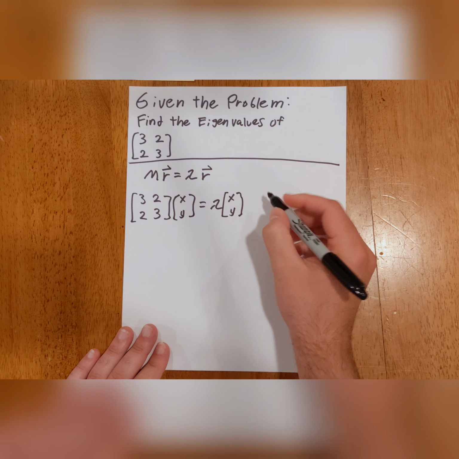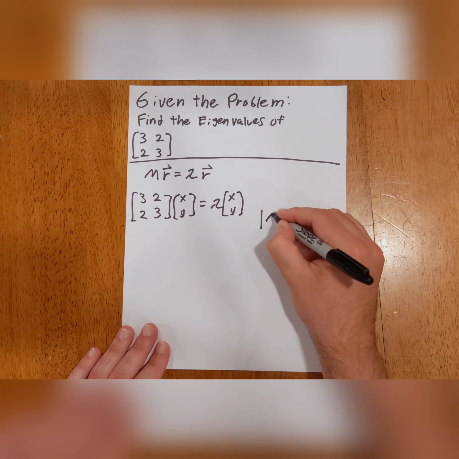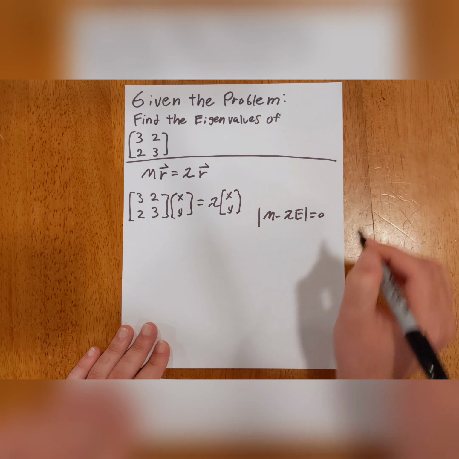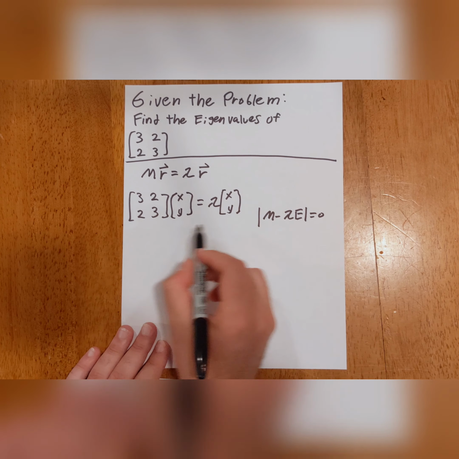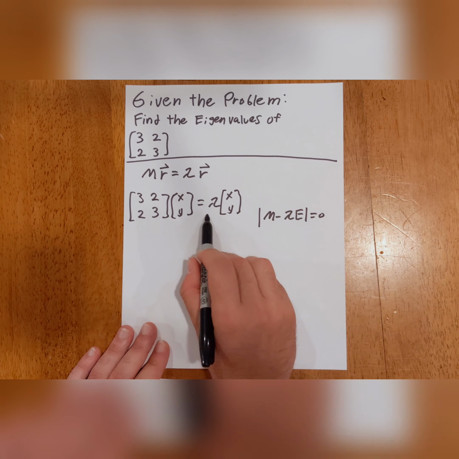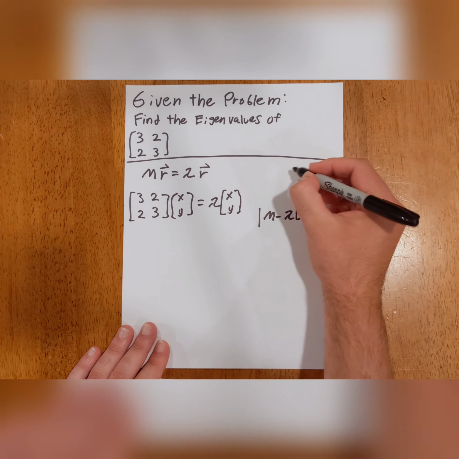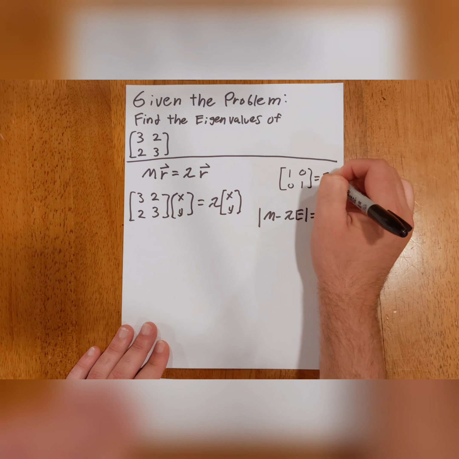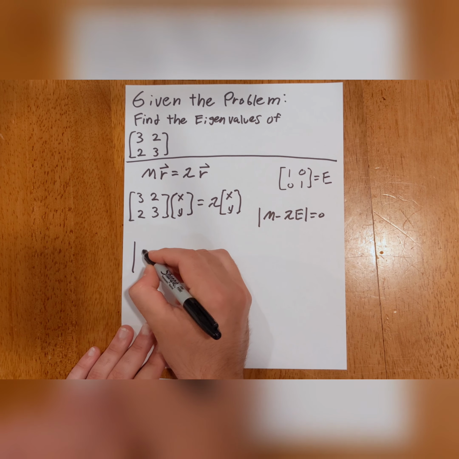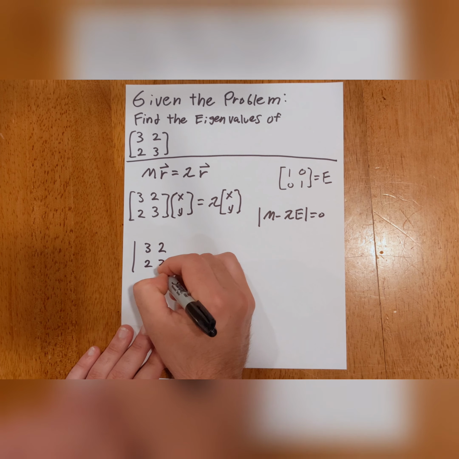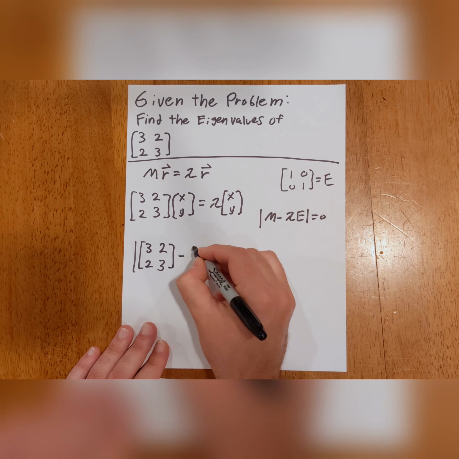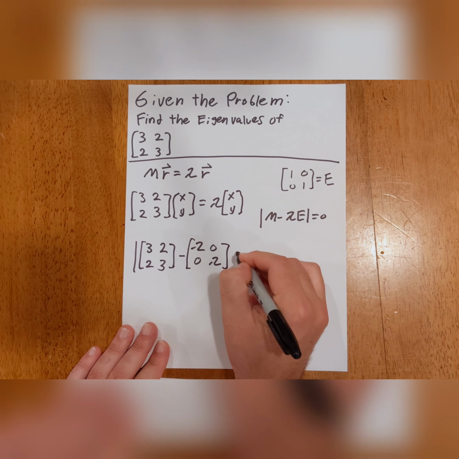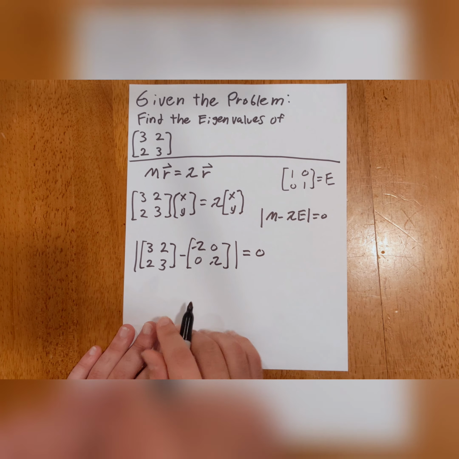Now that we have it in this form, we could apply the identity: the determinant of M minus lambda times the unit matrix is equal to 0. And we're simply going to plug this in for M. We have lambda right there, and our unit matrix is the matrix [1, 0; 0, 1]. So plugging that in, we get [3, 2; 2, 3] as our matrix. Subtract that from lambda times the unit matrix. Take the determinant, and we get 0.